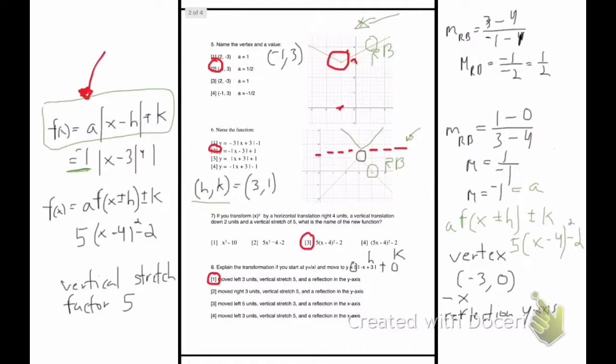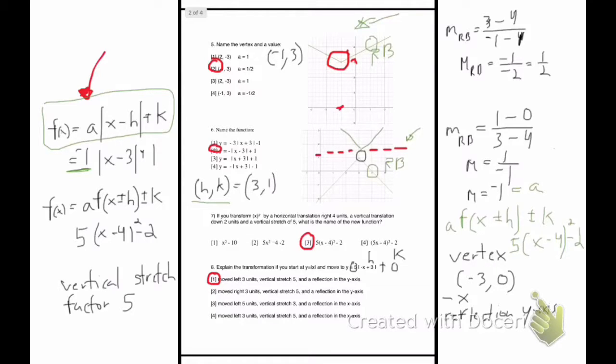When we look at our choices, we see that choice number 3 is the correct answer. Moving on to the final question on this page: explain the transformation if you start at y equals absolute value x and move to y equals 5 times absolute value of negative x plus 3. Well, the thing to do is to remember the standard form of the absolute value function.